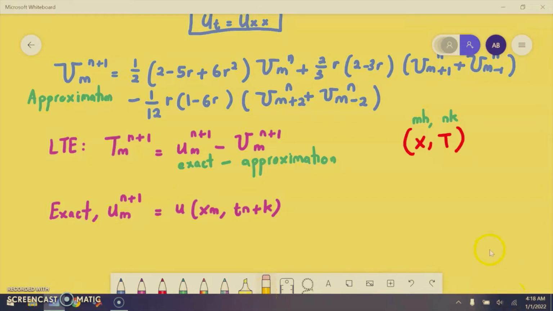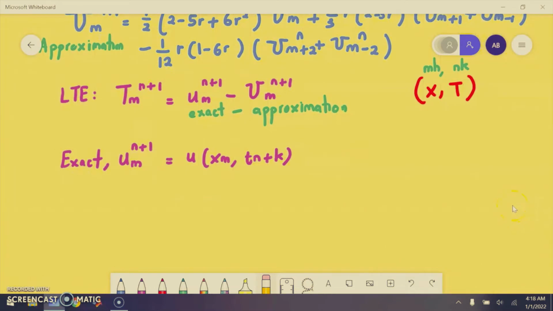Okay, so what we've got to do now is find the Taylor series expansion at k for t. So I have u plus k ut plus k squared over 2 factorial utt plus k cubed over 3 factorial, and so on, all at m, n. Now, this is the exact expansion for the exact solution. Now, the next part, you look at the approximation here.